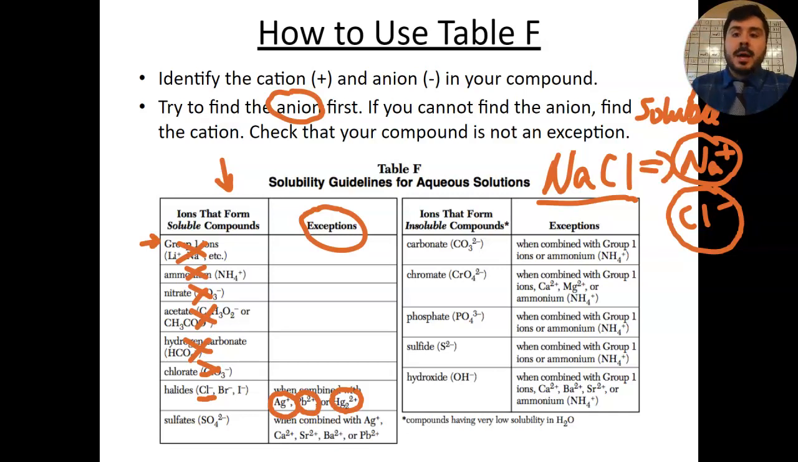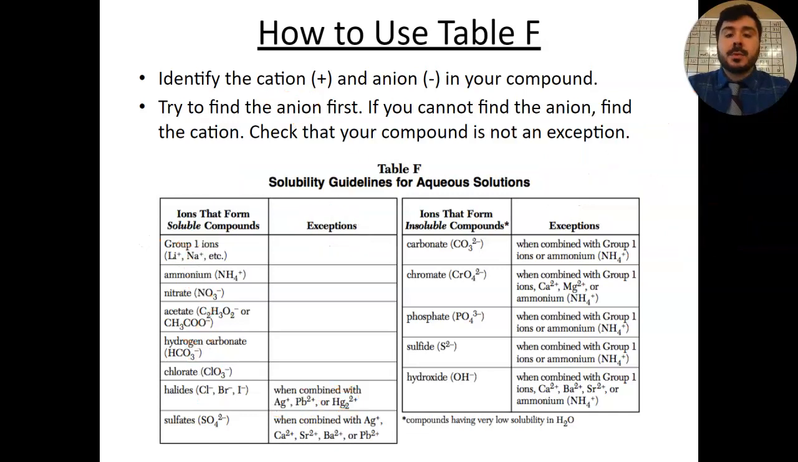So you go down the line, you always try and identify your anion first, your negative ion first, and then use that to help you determine if something is soluble or not. And that's generally how it goes.